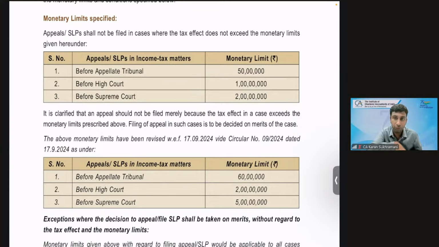17 September 2024, the revised limit is department cannot file an appeal before tribunal if the tax effect does not exceed 60 lakhs. And for High Court, it's 2 crore. For Supreme Court, it's 5 crore. Earlier, it was 50 lakhs, 1 crore, and 2 crore. And this is not about the amount of adjustment or addition. It is about the tax effect.